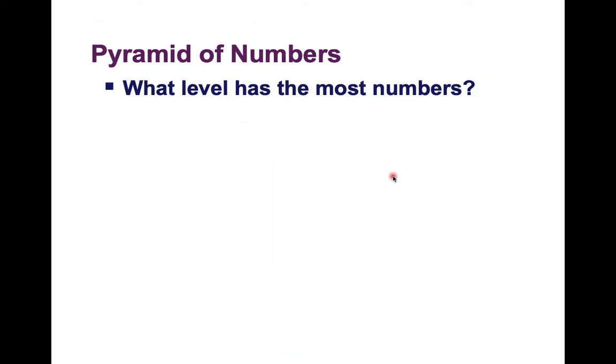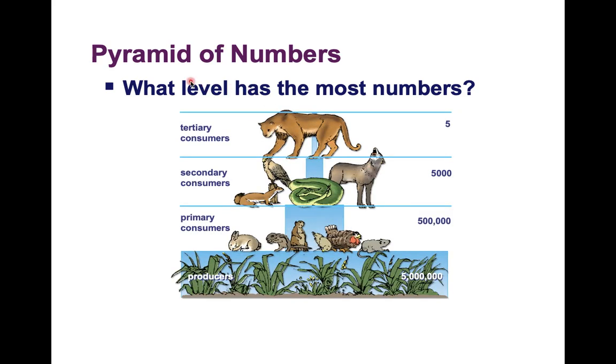What about a pyramid of numbers? Well, we just looked at it a couple slides ago. So again, a pyramid of numbers measures the number of organisms that can be found within a particular trophic level. So here in the producer trophic level, you see a lot of producers, right? You see about 5 million producers. For primary consumers, you see less. For secondary consumers, you see less, only about 5,000. And then for tertiary consumers, you see even less. So again, it is a pyramid because it's very broad at the bottom and very small at the top.